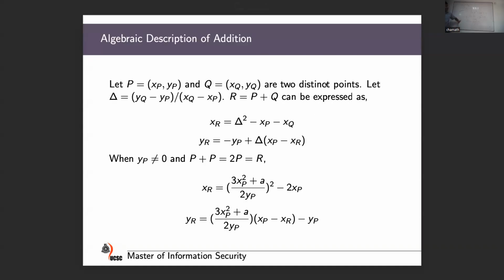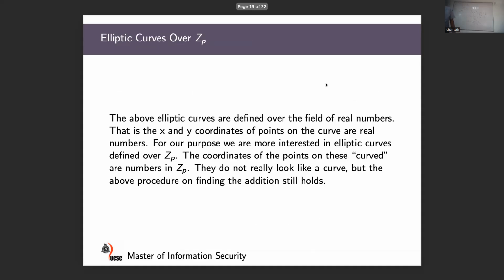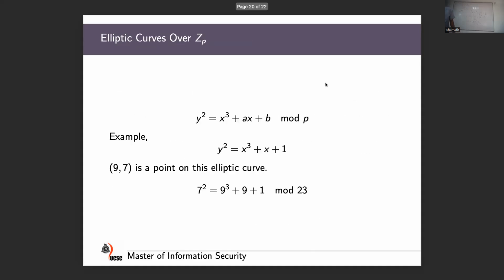Okay, this is the way we do addition on an elliptic curve where these parameters are coming from real numbers. They are considered as real numbers. This works, this is a group. But we are interested in doing these calculations mod p.